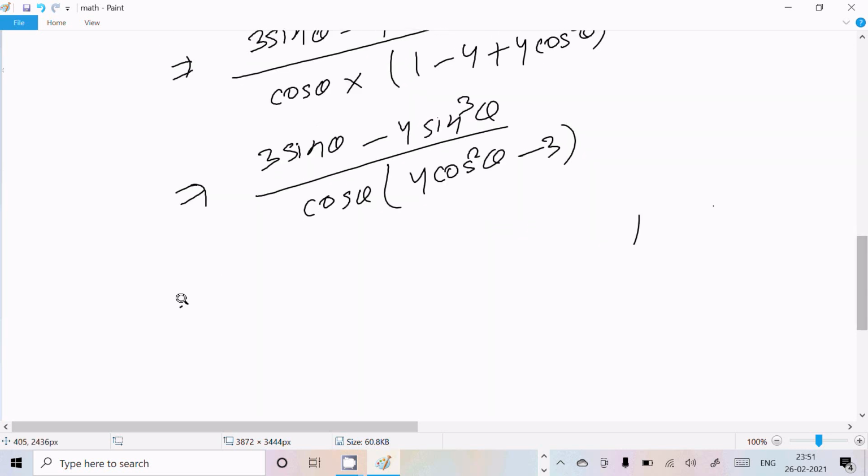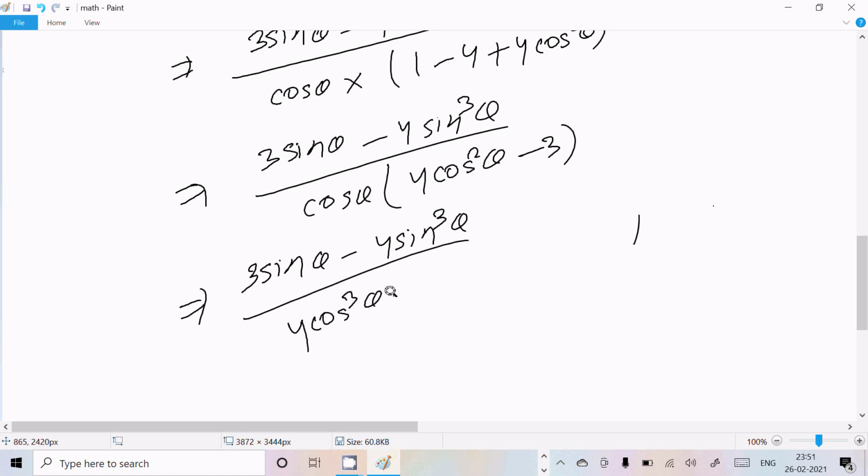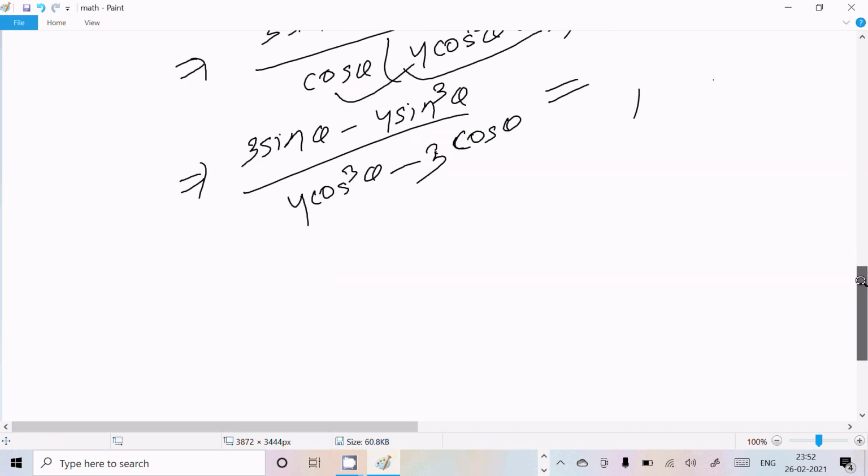Now cos multiplies with all these terms, so here 3 sin theta minus 4 sin cube theta divided by 4 cos cube theta minus 3 cos theta. So we already know the formula sin 3 theta equal to 3 sin theta minus 4 sin cube theta. So we can write sin 3 theta in place of this, and cos 3 theta equal to 4 cos cube theta minus 3 cos theta.